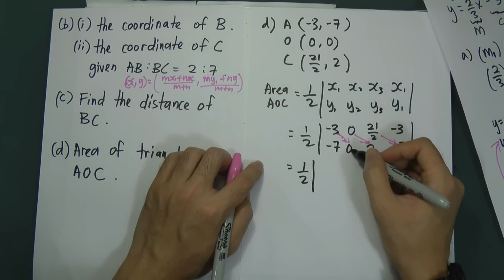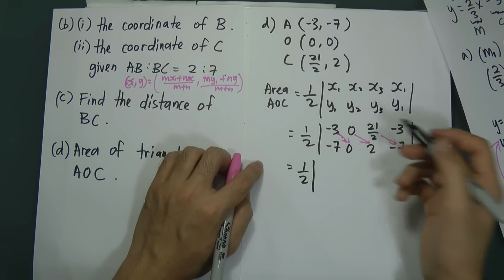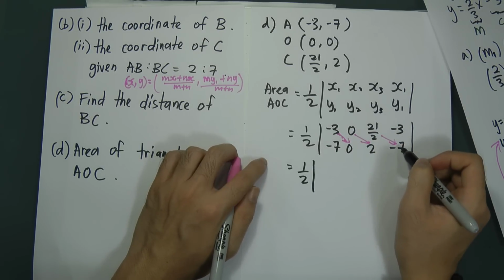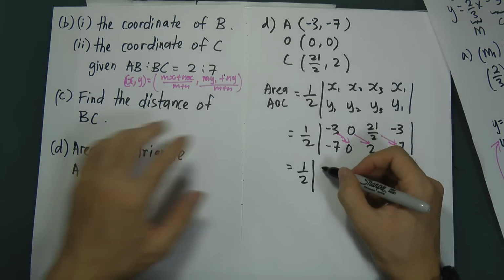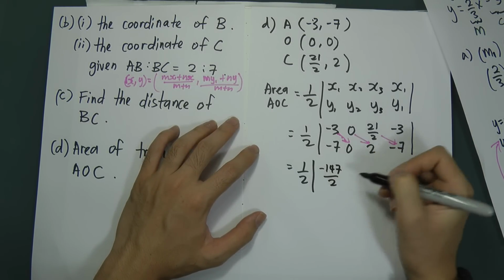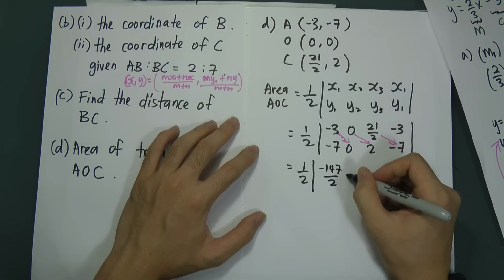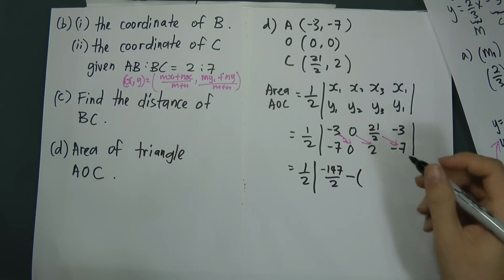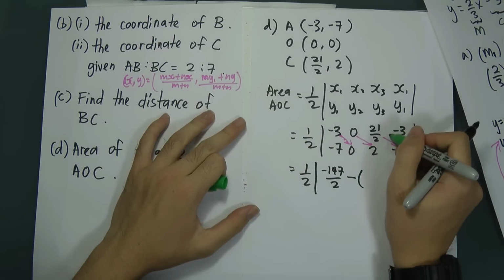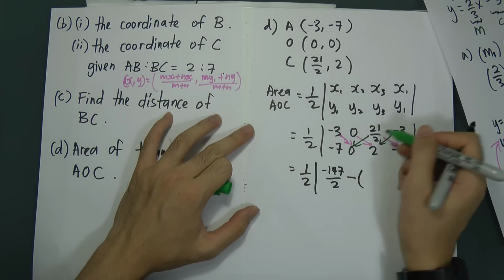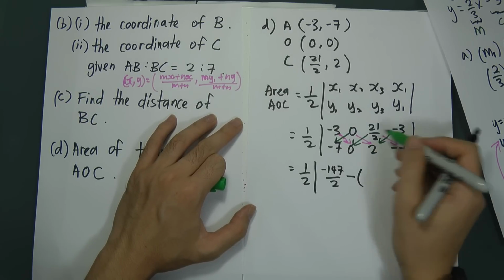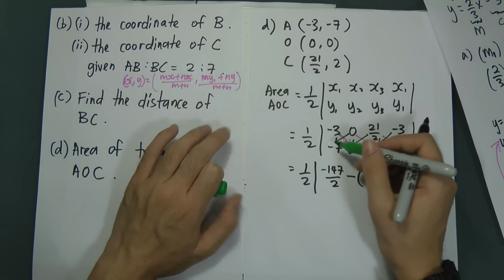So -3 multiple 0, we got 0. 0 multiple 2, we got 0. 21/2 multiple -7. Wow, this one we got -147/2. Okay, and then minus, I use other color, minus this one multiple this one plus this one multiple this one plus this one multiple this one.